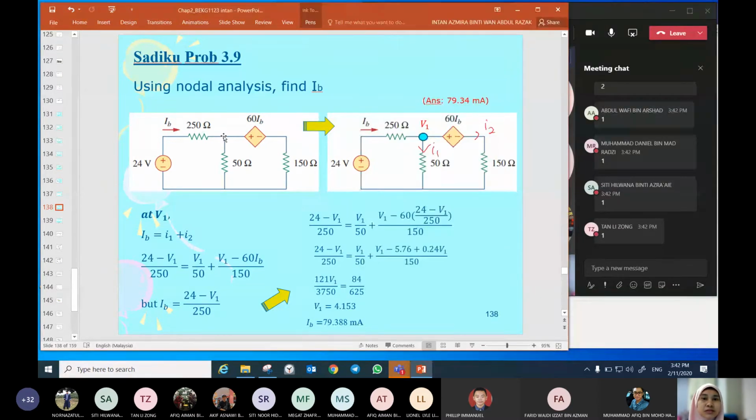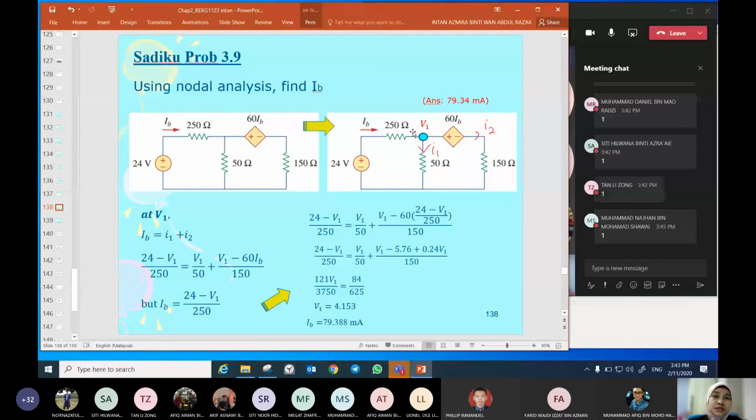So I name the node as V1. Find IB, IB is here. So now we have to find V1 first. The next step is to assign the flow of current. I just make the current flow to ground, so I1 here, I2 here. KCL at V1: the current entering is IB, and the current leaving the node is I1 and I2.